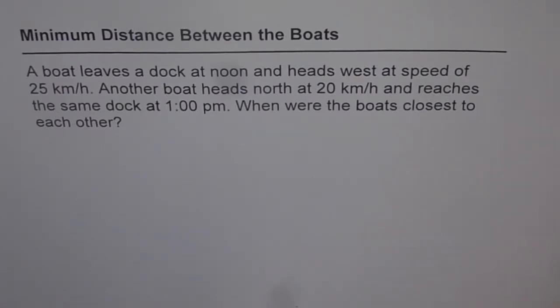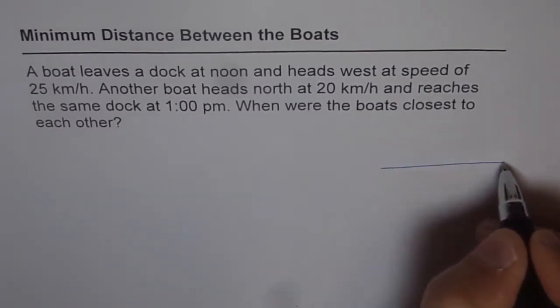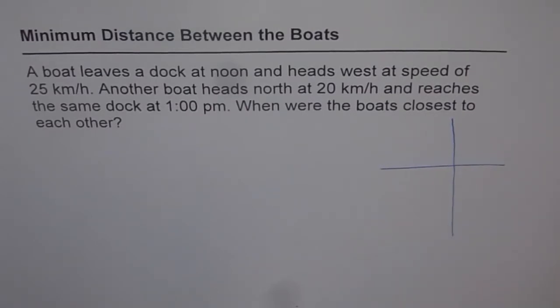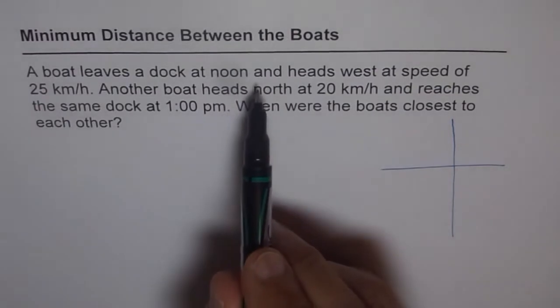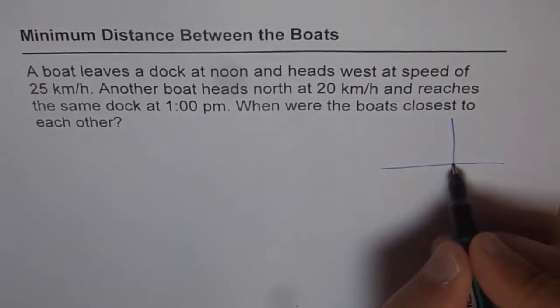Now, to do any word problem, we need to sketch and then figure out how to form an equation so that we can simplify or solve the equation to get the answer. So let's consider a coordinate plane here. Since the two boats are at right angles, that is a good starting point. Now it says a boat leaves the dock at noon, that means 12. So let us say, what is the situation at 12?